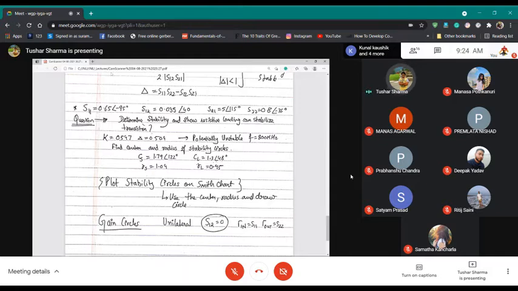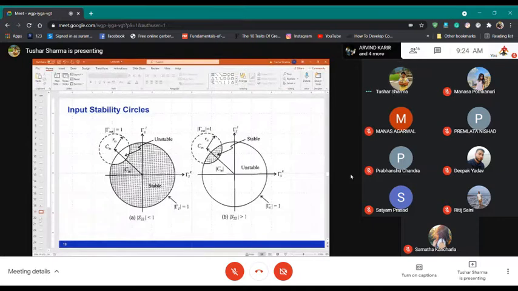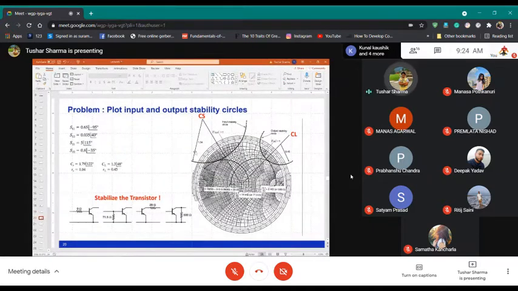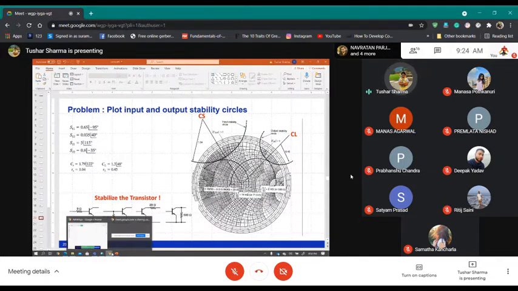Even in ADS, I will show you in the next class, there are ways you can directly plot these stability circles, and you will know how stable the device is. So coming back to this question, I know my CS, RS, CL and RL. These are the S parameters given. I calculated my CS, CL, RS, and RL. So let me go back here.